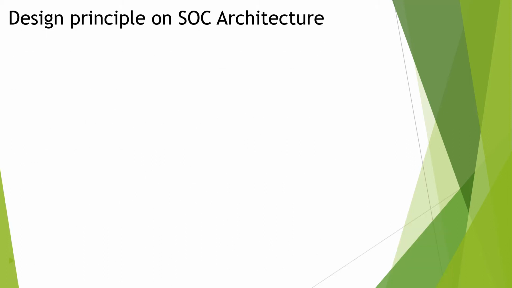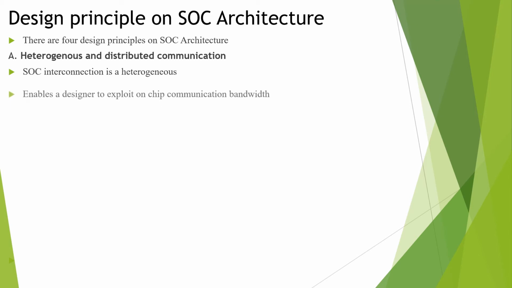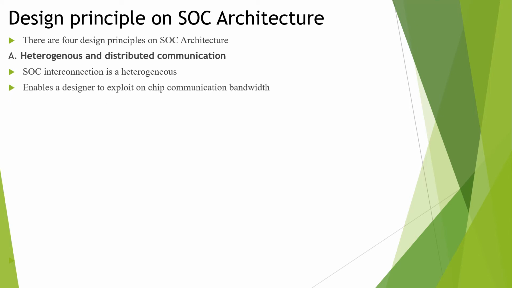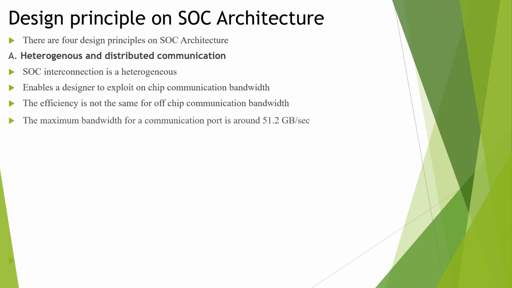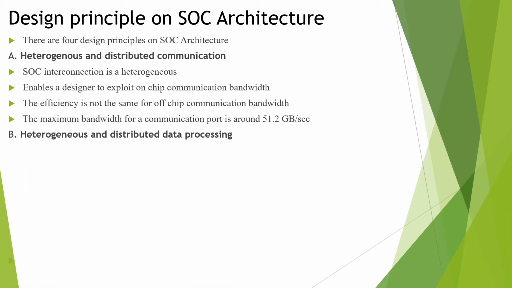Design principles on system on chip architecture. There are four design principles on system on chip architecture. A. Heterogeneous and distributed communication. System on chip interconnection is highly heterogeneous. It enables a designer to exploit on-chip communication bandwidth. The efficiency is not the same for off-chip communication bandwidth. The maximum bandwidth for a communication port is around 51.2 GB per second.